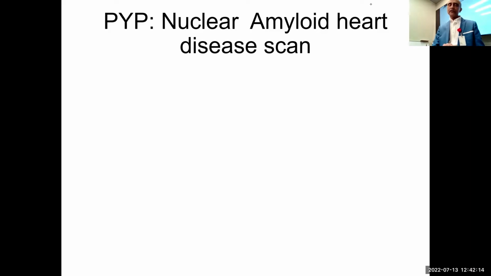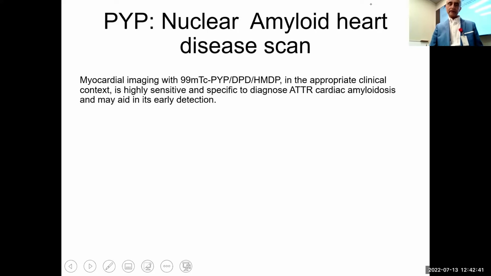So pyrophosphate scans were actually originally developed for bone scanning to look for bone abnormalities, but for various biochemical reasons, this isotope is taken up preferentially by these abnormal amyloid deposits. So it lights up the heart when the heart should typically not take up pyrophosphate at all. So it is actually very effective to do that.